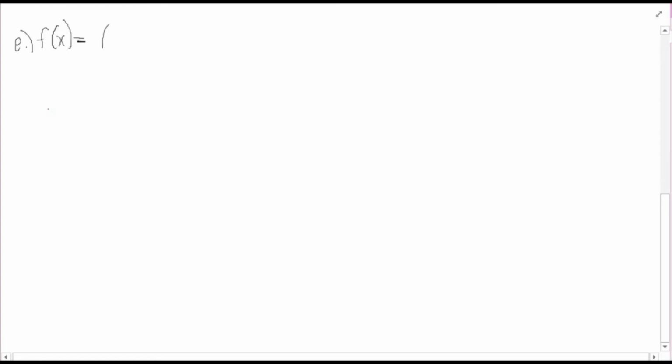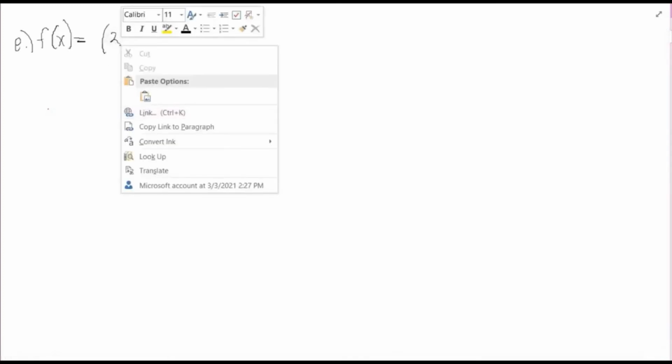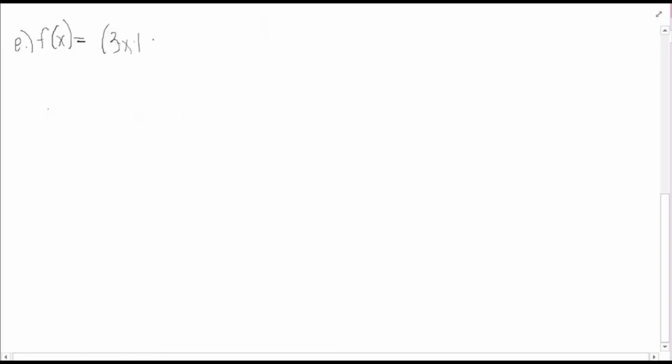F of x is equal to 3x plus 4 quantity squared. So, when we are going to expand 3x plus 4 times 3x plus 4, gagawin natin is yung FOIL method. So, FOIL method is first, and then outer, and then inner, tapos last.